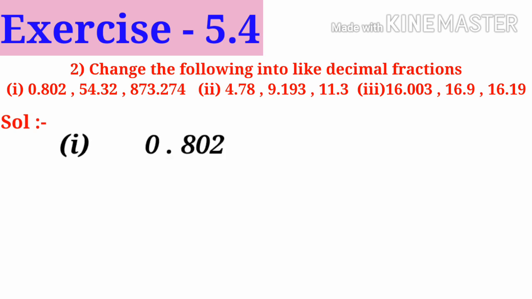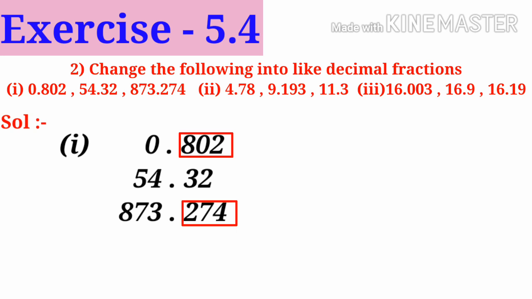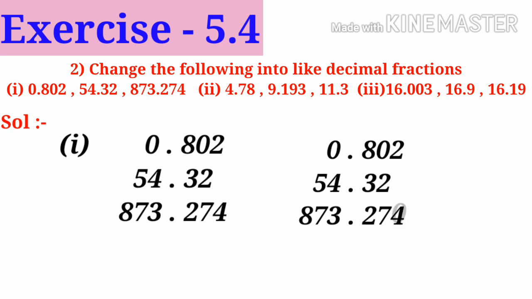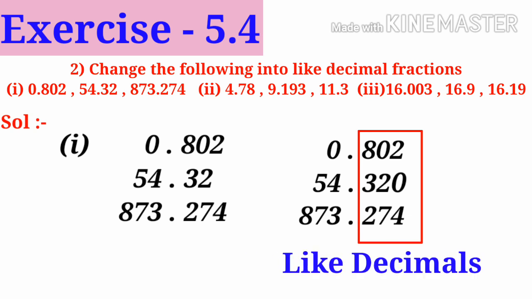Now let us take problem number 1, 0.802, 54.32, 873.274. Observe that there are maximum 3 digits in the decimal part of first and last. So we can make them like decimals by just adding 0 to the decimal part of second decimal fraction. So all are having 3 digits in the decimal part, so like decimals.